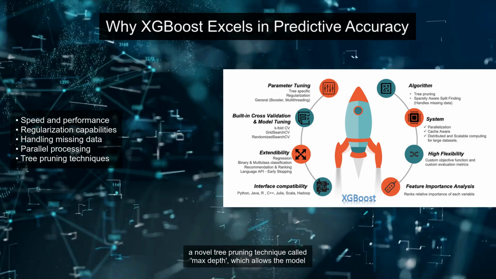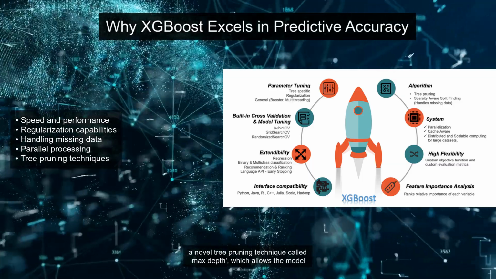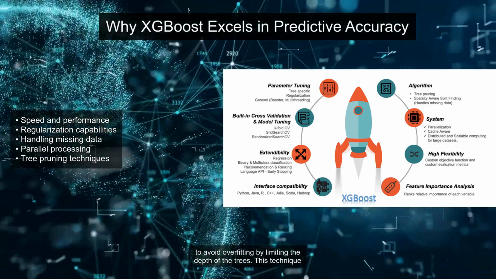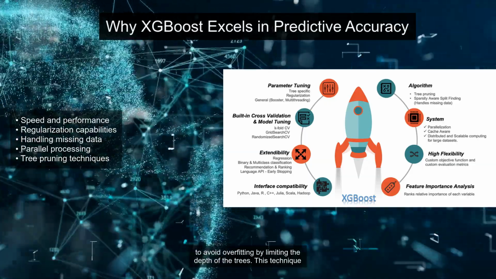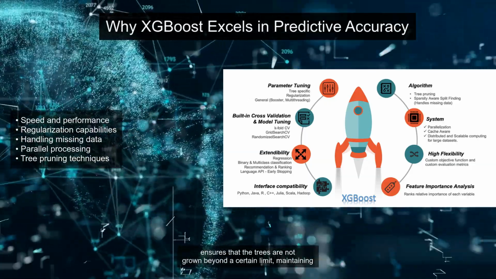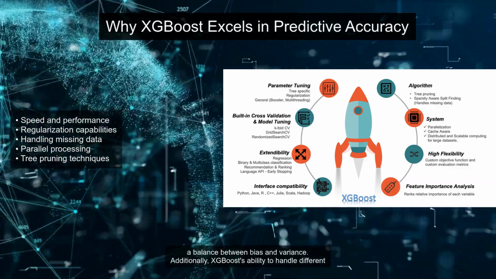Furthermore, XGBoost uses a novel tree pruning technique called max depth, which allows the model to avoid overfitting by limiting the depth of the trees. This technique ensures that the trees are not grown beyond a certain limit, maintaining a balance between bias and variance.